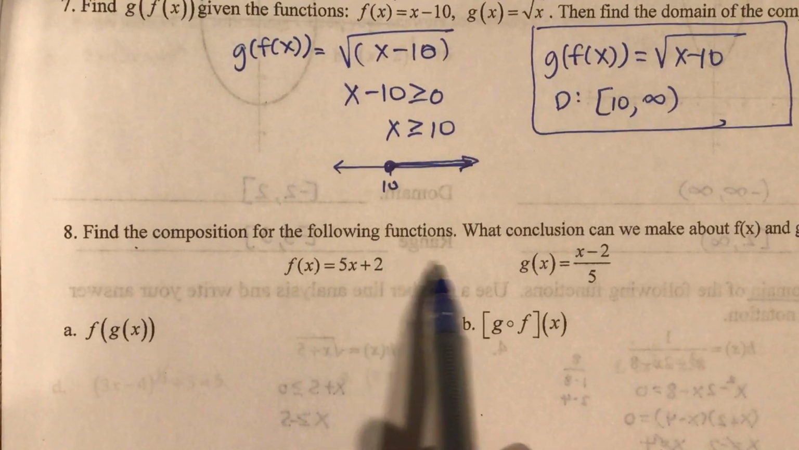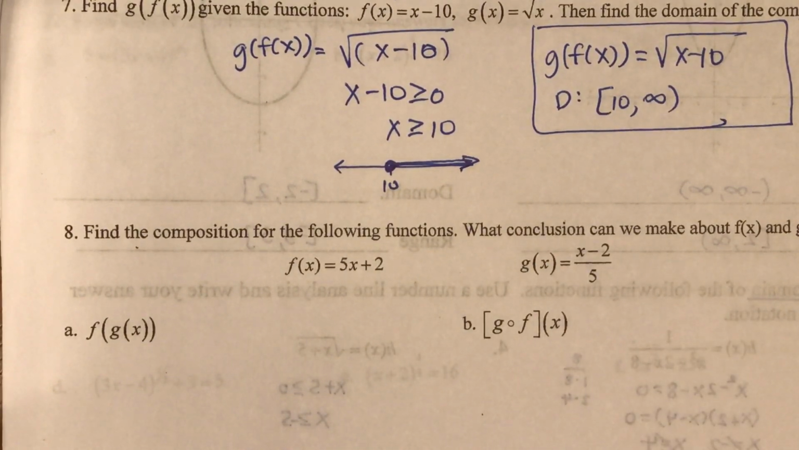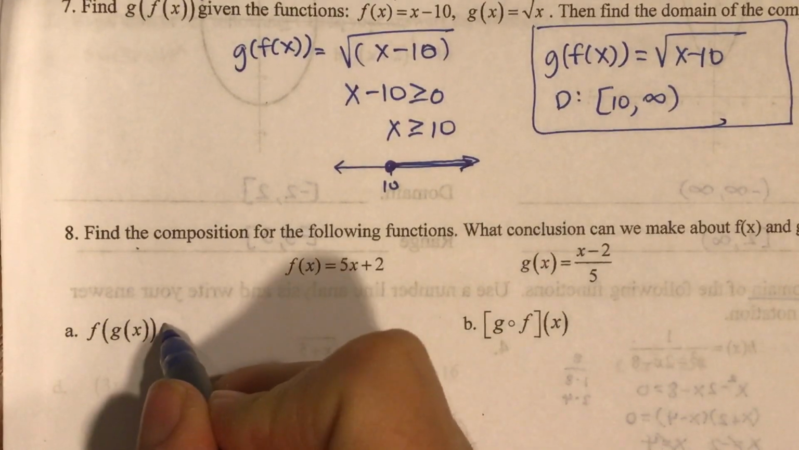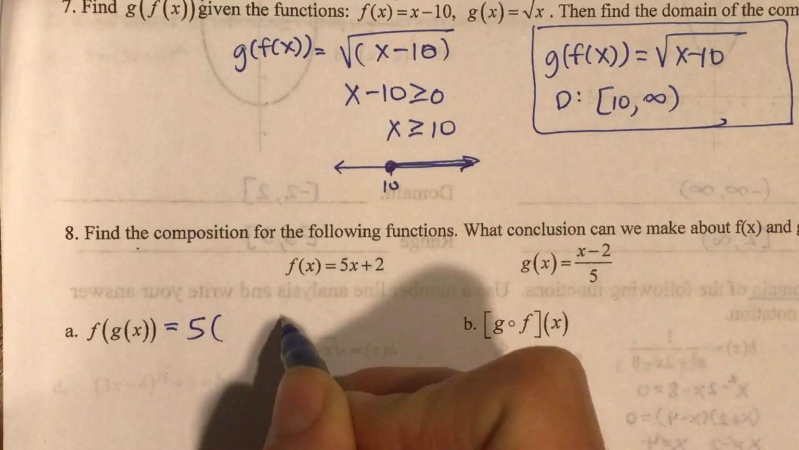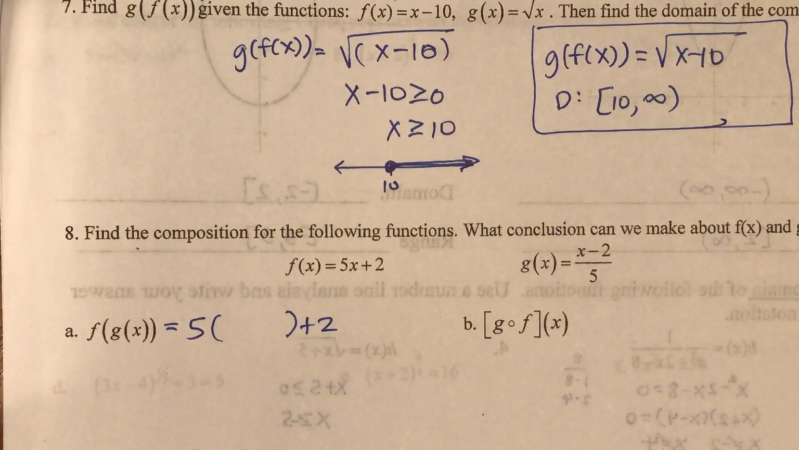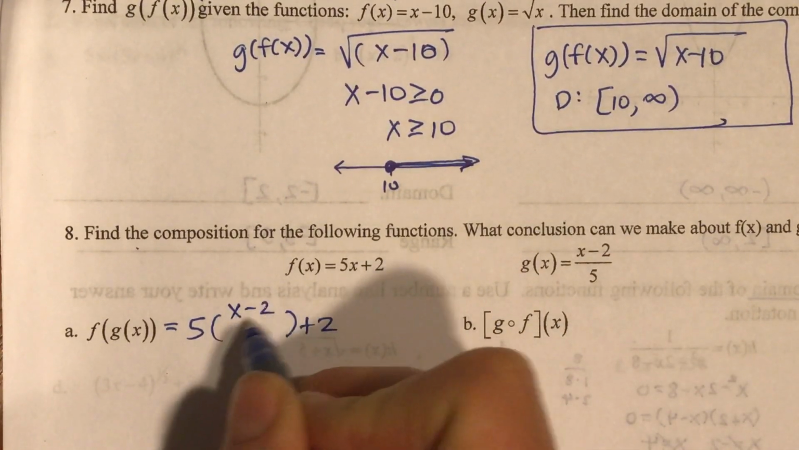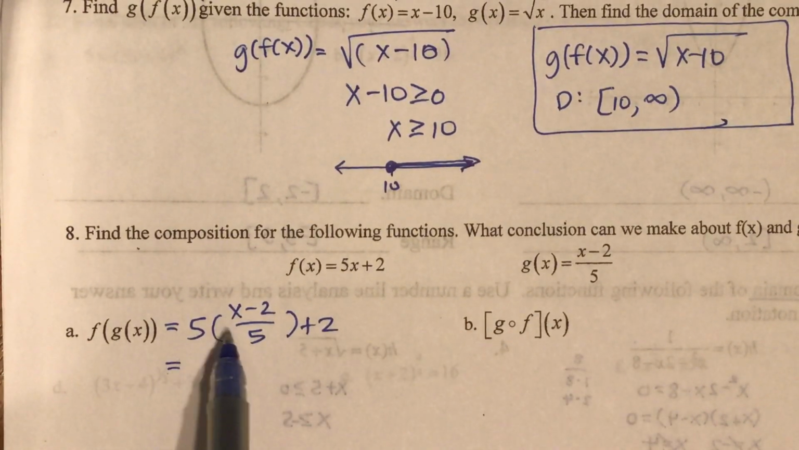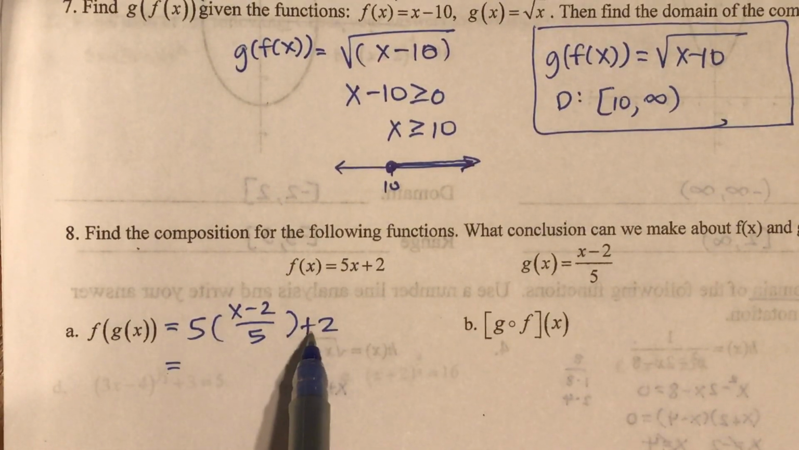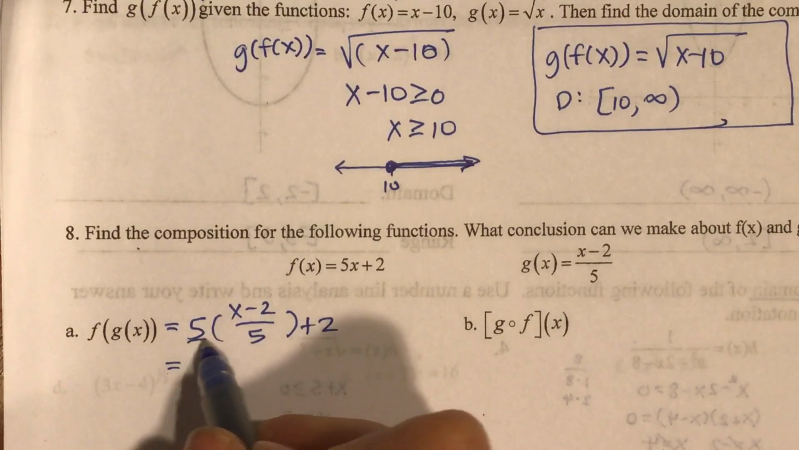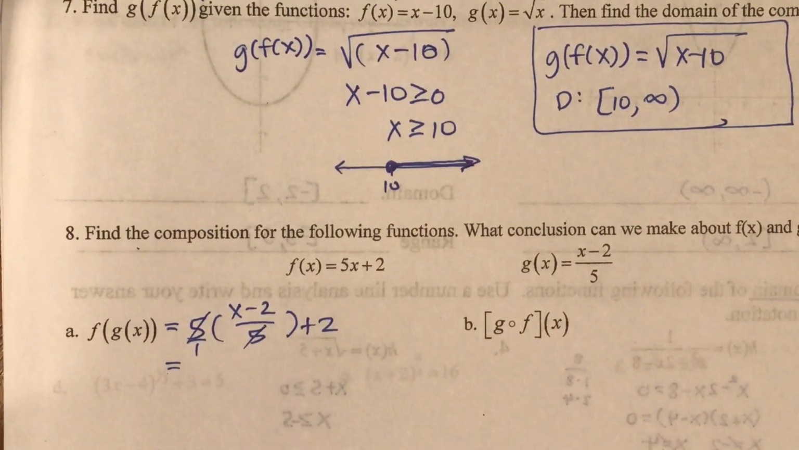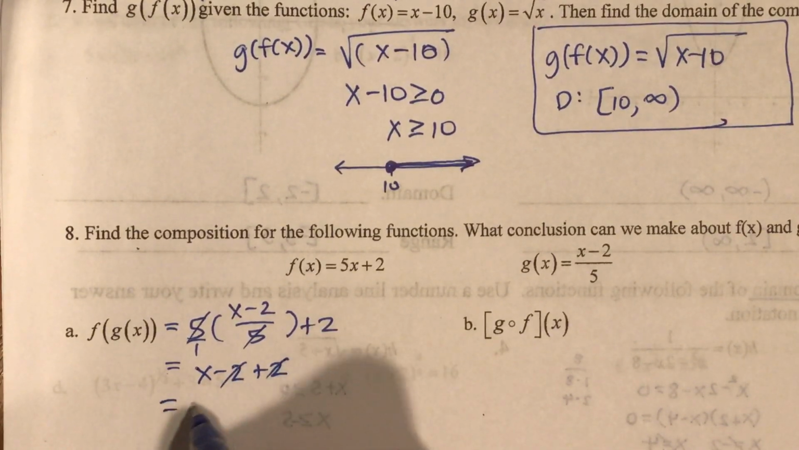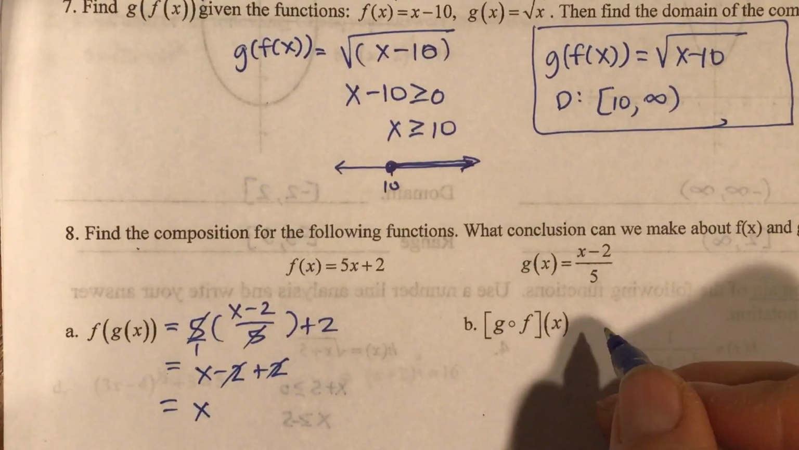Okay. Number 8. Find the composition for the following functions. What conclusion can we make about f of x and g of x? Okay, so f is 5x plus 2. We're going to go ahead and put x minus 2 divided by 5 in there. Make sure you're using really good order of operations. There's multiplication here and addition. We're going to multiply first. I'm going to put that 5 over 1. Those guys make a 1, and I get x minus 2 plus 2. Those guys make a 0, and I get x. Cool.